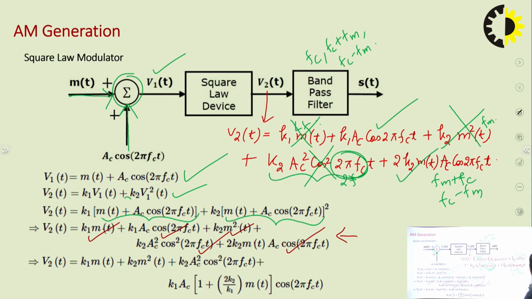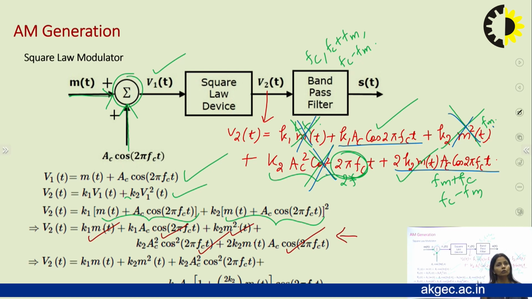So these 2 components can only be allowed by the band pass filter. This will be rejected, this will be rejected, and this will be rejected. These 2 are rejected due to low frequency, and these 2 will be rejected because of twice of the FC. Because this band pass filter is only passing the frequency range FC minus FM to FC plus FM.